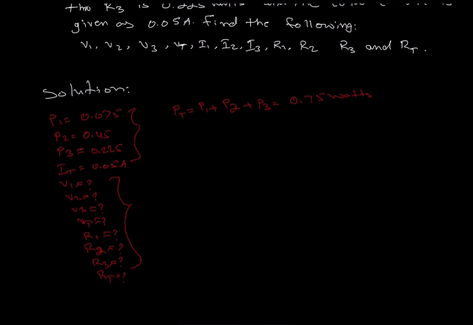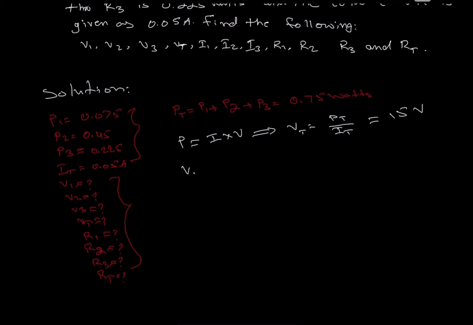Okay, so we have a formula for that. The power formula is P is equal to I times V. To find V, for example, VT will be PT divided by IT. So PT, the total power, is 0.75 divided by 0.05, which will give me 15 volts. So 15 volts is our total voltage.